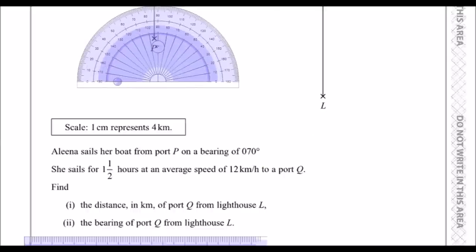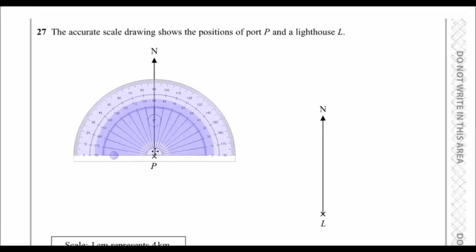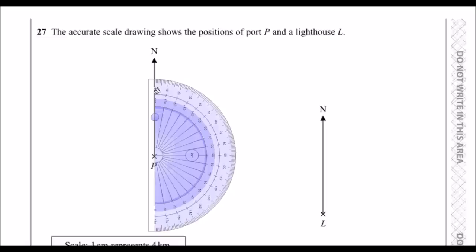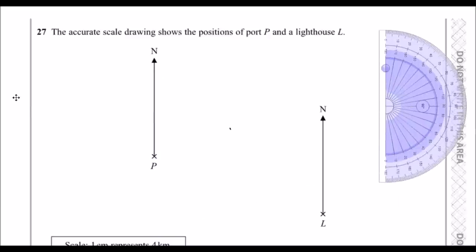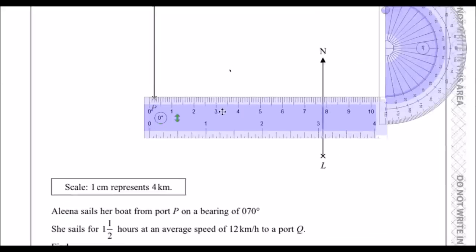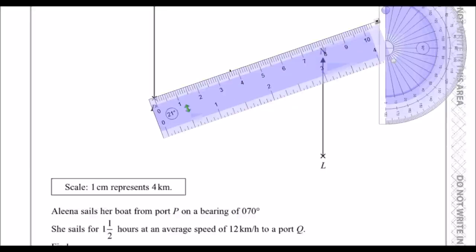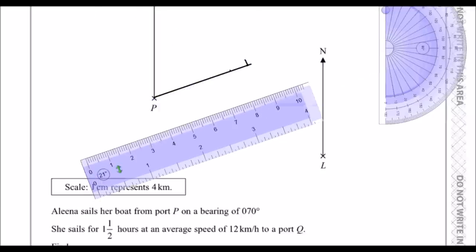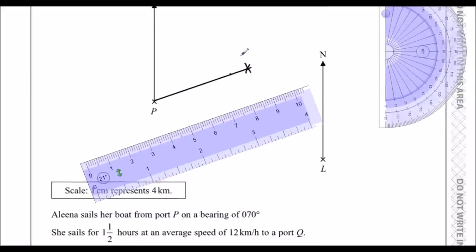So we need to measure 70 degrees. So I'm going to place the center on the cross. I'm going to rotate it around so 0 is lined up with the north line. And then 70 degrees will bring us to here. So then I can grab the ruler and draw on this line. 4.5 centimeters will bring us to there. So there we have 4.5 centimeters. And that is our point Q.